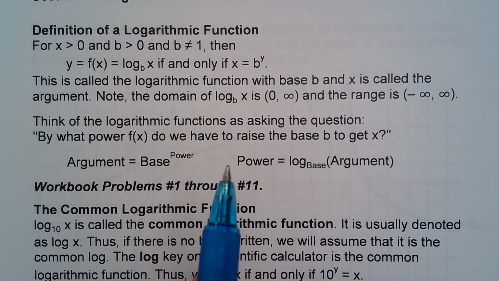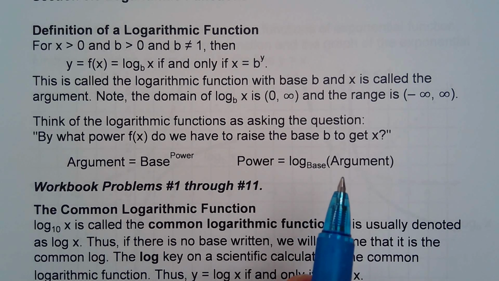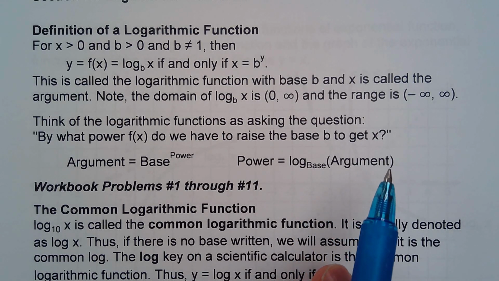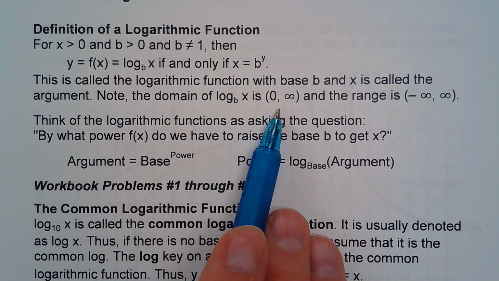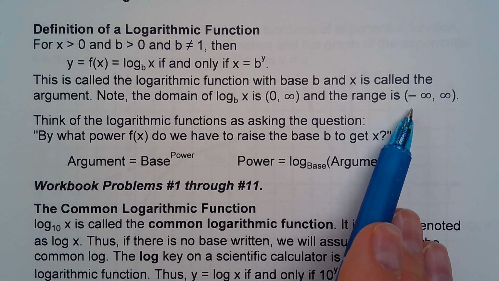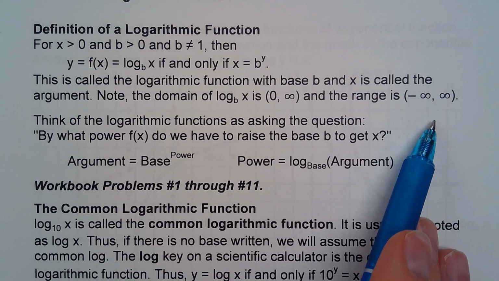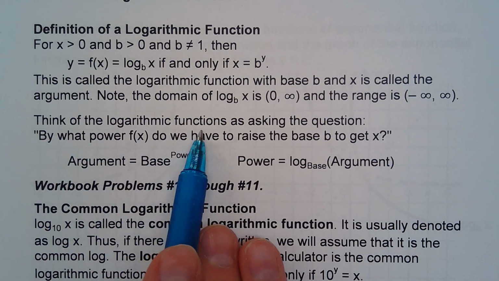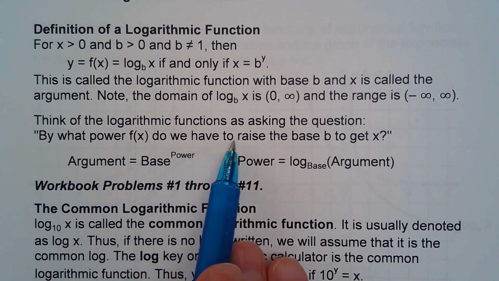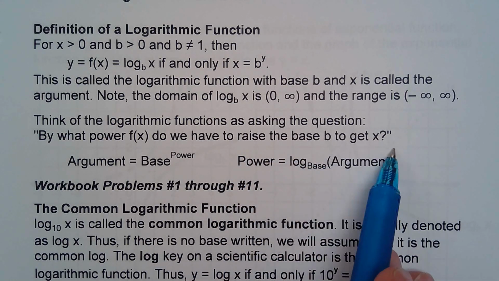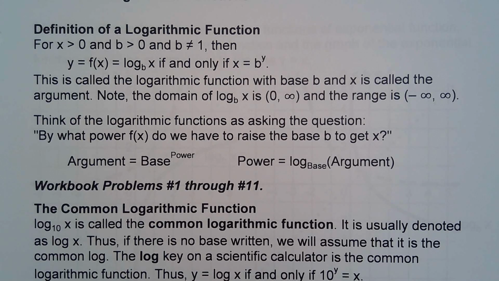And we've seen this before. If you switch around x and y to get the inverse function, the domain and range get switched around. So the domain of the log function is positive real numbers, and the range is all real numbers. And you want to think of logarithmic functions as asking the question: by what power f of x do we need to raise the base b to get x? So, in other words, any time I'm taking the log of something, it's spitting out an exponent as an answer.